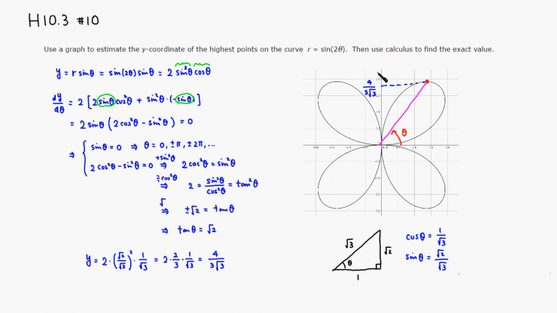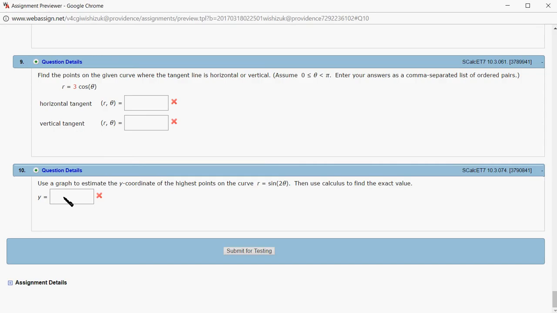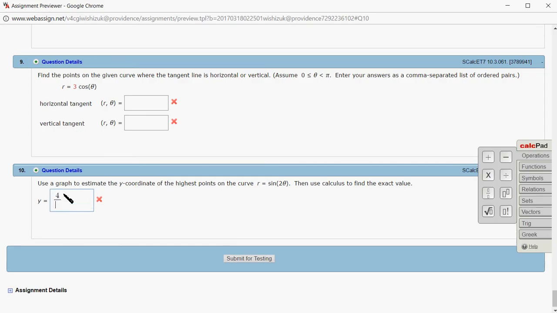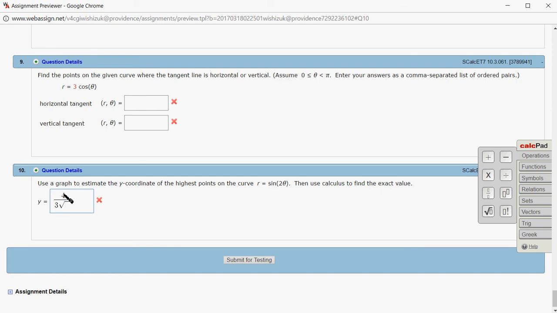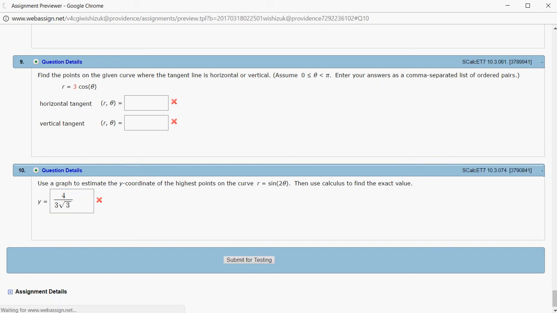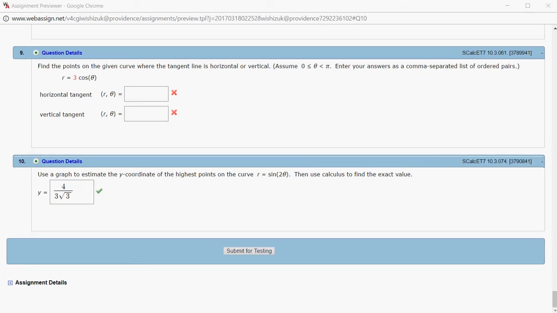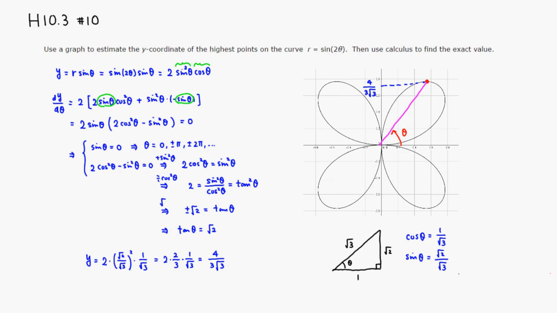Right? So let's type it in. Alright, so we got 4 over 3 square root of 3. Alright, so let's submit for testing. Alright, it came back and looks like we got this one correctly. Alright, that's it. I hope that this was clear.